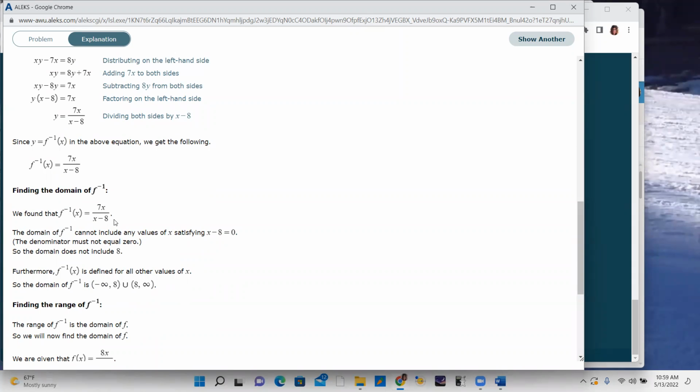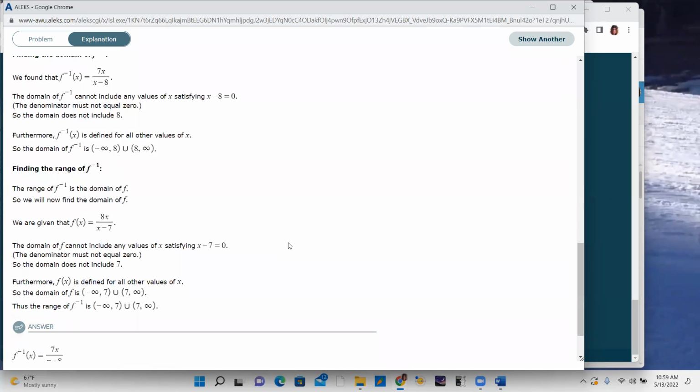So for the domain, we have to make sure that the bottom of this function is not zero. So the domain is all real numbers that are not 8. We can write that in interval notation as the interval from negative infinity up to 8, don't include the 8, union the 8, don't include the 8, to positive infinity. That might seem like a lot of writing to express all real numbers except 8. And then the range, again, is the domain of the original function. The original function can't have 7. It was all real numbers except for 7.